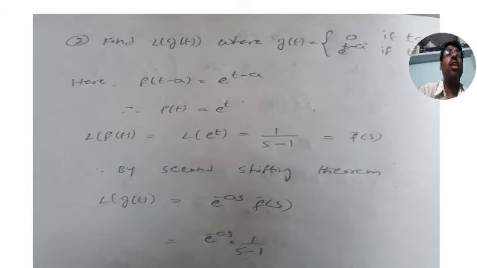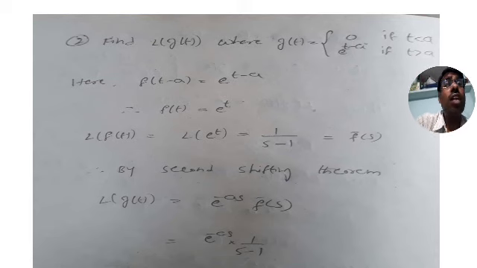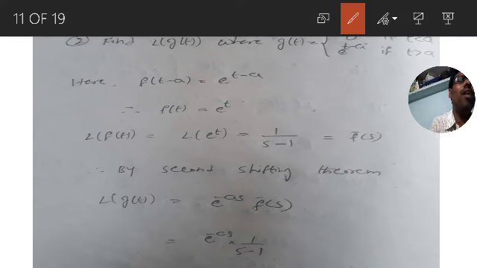So this is the second problem on the second shifting theorem. What does it say? Find L of g of t, where g of t is very similar. For t less than a, it is 0. For t greater than a, it is e power of t minus a. So comparing with the theorem, what is the a value? In place of a, we are having a, for t less than a and t greater than a. And in place of f of t minus a, we are having e power of t minus a.